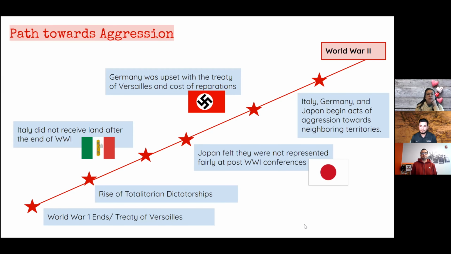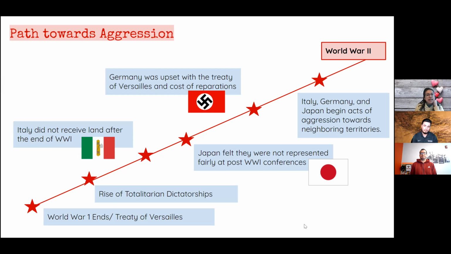All right, guys, so we're just going to review some of the paths towards aggression that are occurring during this time period. We're going to start on the left-hand side. World War I ended with the Treaty of Versailles. And we all know that there are lots of countries, specifically Japan and Germany, who are not so happy with the outcome. We know that there are some countries who are sympathetic to their anger about the Treaty of Versailles, and there are still some other countries that believe Germany got what they deserved. We have the rise of totalitarian dictatorships in Italy, in Japan, in the Soviet Union, and Germany. After World War I, Italy did not receive land, and that is another reason why Italy was upset. Also, Japan felt like they were not represented fairly at World War I conferences.